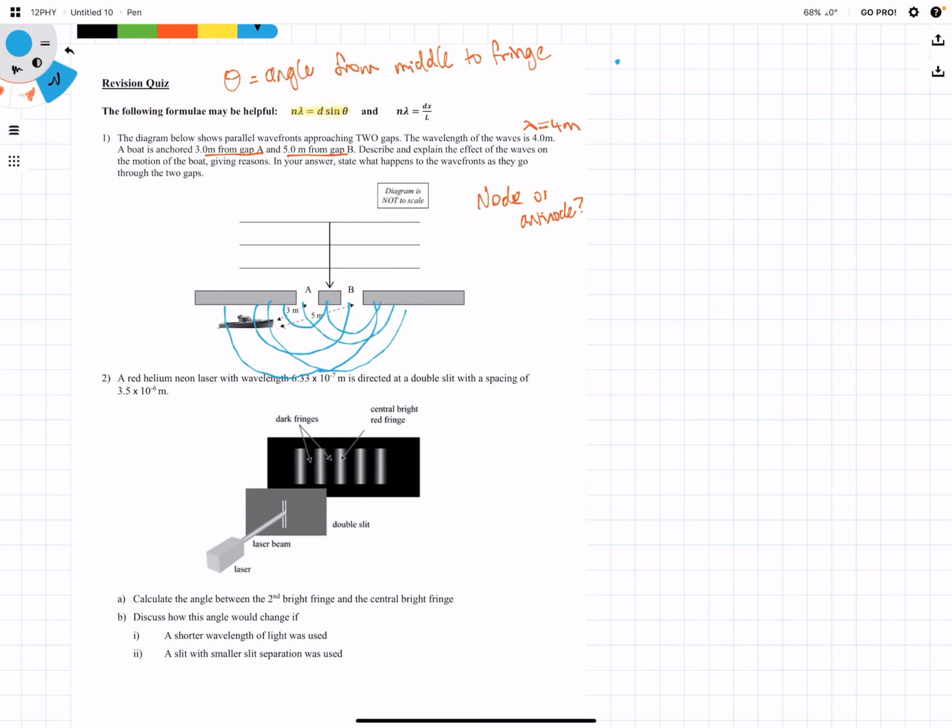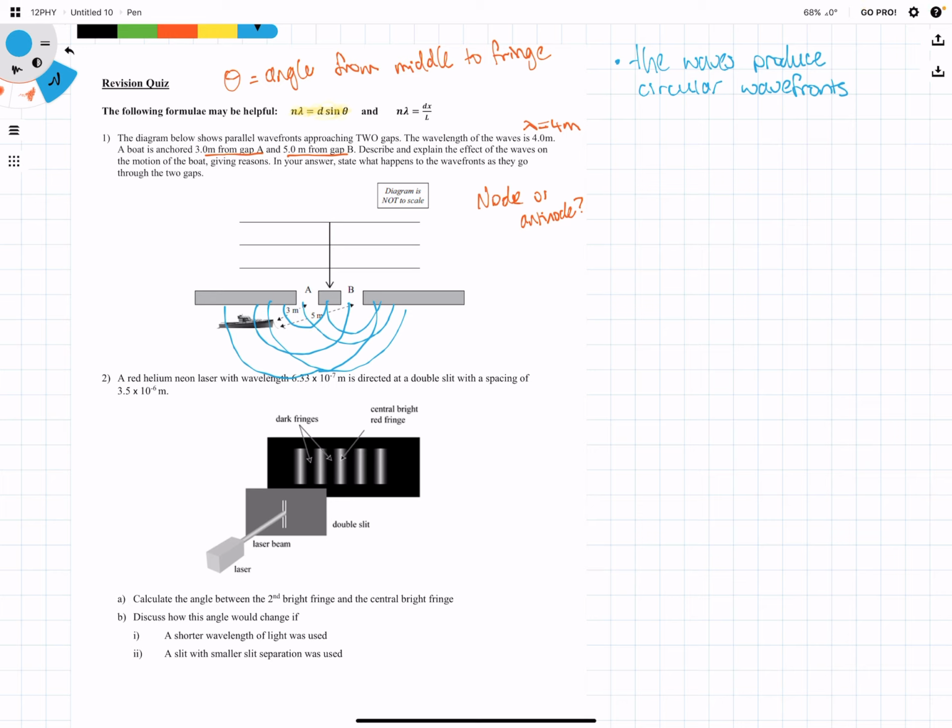So we know the waves produce circular wave fronts through each gap. We're just going to state that when the waves go through here, they diffract and produce circular wave fronts. This is diffraction. Good to state the name of the phenomenon.